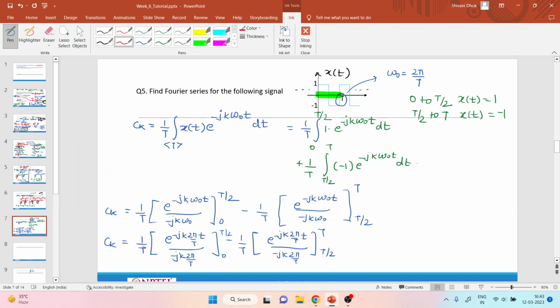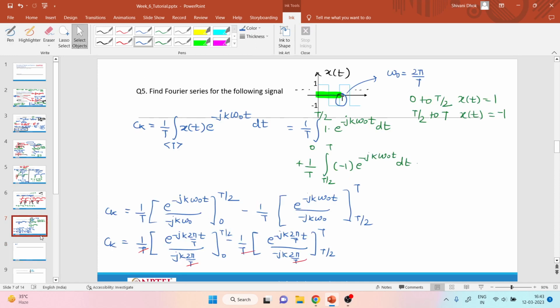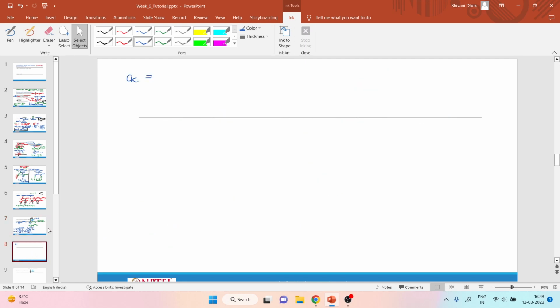So if I observe here, this T gets cancelled, this T also gets cancelled, and I can write this now as, ck is equal to e power minus j k 2 pi by T t upon minus j k 2 pi, and this is from 0 to T by 2, minus e power minus j k 2 pi by T t upon minus j k 2 pi from T by 2 to T.